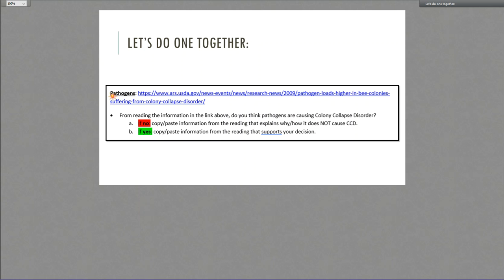So from the reading, is there anything in there that says that pathogens cause colony collapse disorder? Is there evidence that says yes? Oh, sorry. I was going to say, throw it in the chat. Do you think pathogens, based on the reading, cause colony collapse disorder? Yes or no? And there is no one right answer, because I actually could see pulling evidence from both in this article, but I do lean more one way.